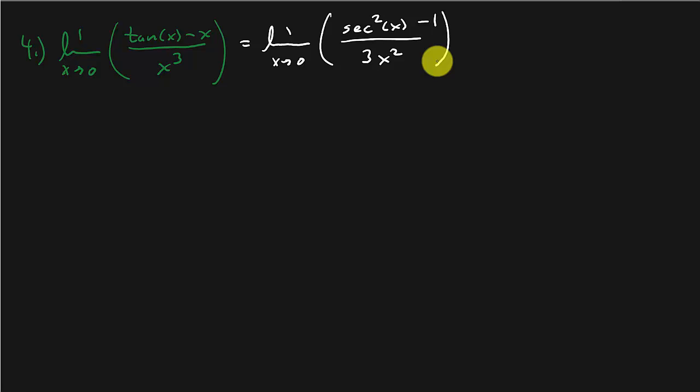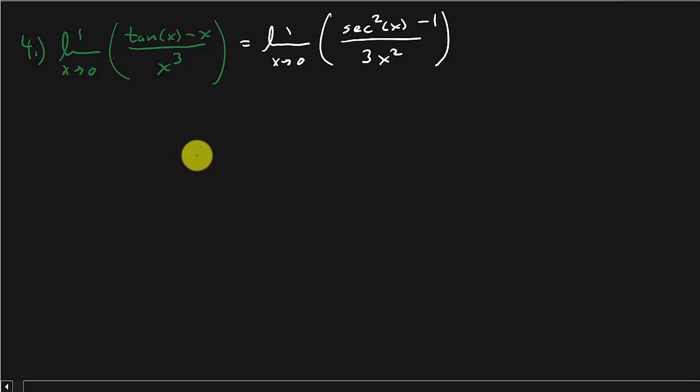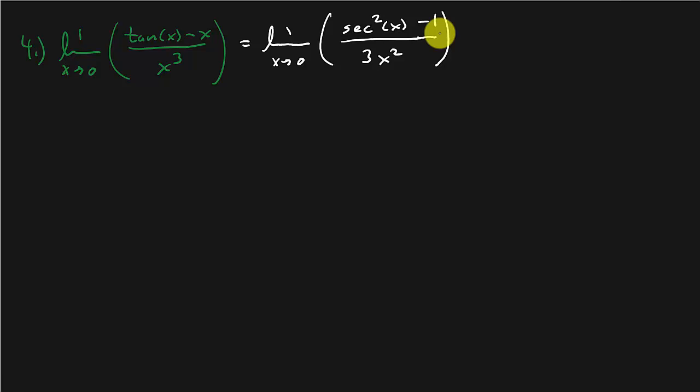All right, let's plug the 0 in and see what happens. Well, secant of 0 is 1, right? Because remember, secant of 0 is 1 over cosine 0, which is 1 over 1, which is 1. And then, of course, it's squared, but 1 squared is 1. Okay? All right. So now what happens? Well, we got 0 over 0 again. So we can use L'Hopital's rule again.